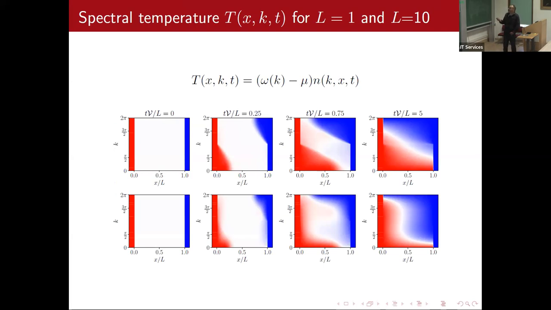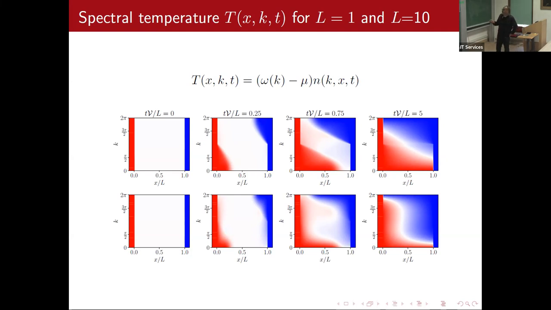So we define something which is the spectral temperature. These are two cases, L equal 1, so two thermostats close to each other, and then L equal 10, a little bit far away. So this spectral temperature is defined directly from the definition of the temperature of the Rayleigh-Jeans distribution. Of course, if the system is in equilibrium, then this T is a constant, okay? You see here, these plots are X over L, and this is wave number. It's kind of not easy to read, but those are the two thermostats, okay? One thermostat here, and the cold thermostat on the other side. The first line corresponds to L equal to 1, and the second one L equal to 10.